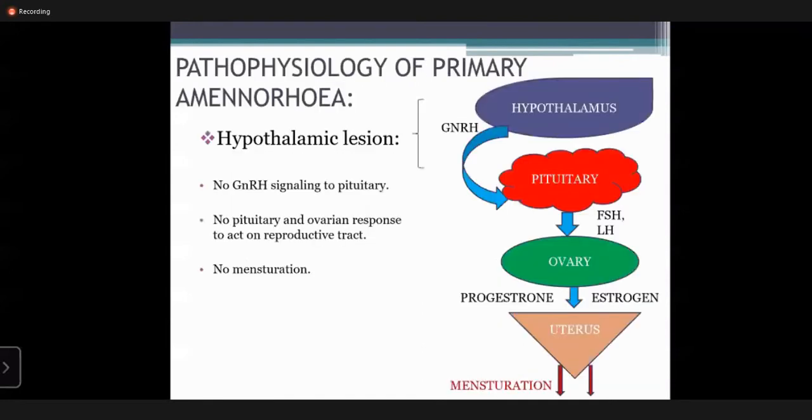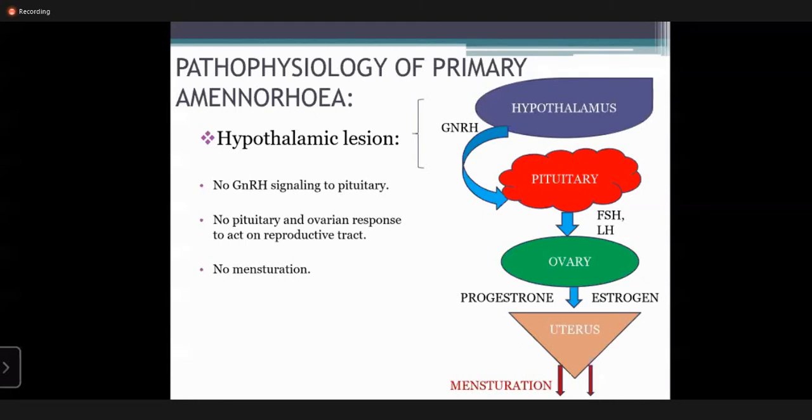So what is the pathophysiology of primary amenorrhea? Why does this primary amenorrhea occur? Why does this girl not have the onset of menstruation? It may be some problem in the hypothalamus, or there may be a problem in the pituitary or in the ovary or in the uterus, because the circuit starts off with the hypothalamus. It's a trigger at puberty when the hypothalamus starts producing gonadotropin-releasing hormone. These gonadotropin-releasing hormones in turn act on the pituitary gland to produce follicle-stimulating hormone and luteinizing hormone.